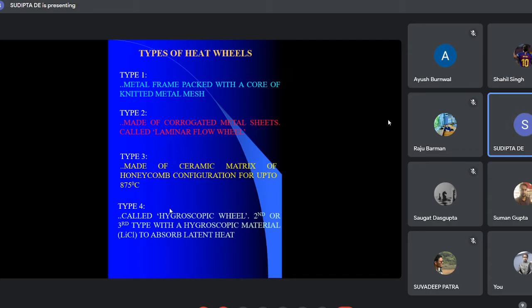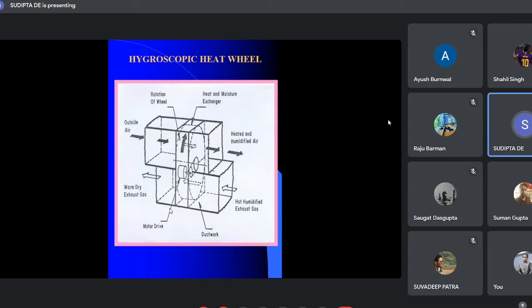I'm showing you a pictorial view of how it actually happens in a three-dimensional view.